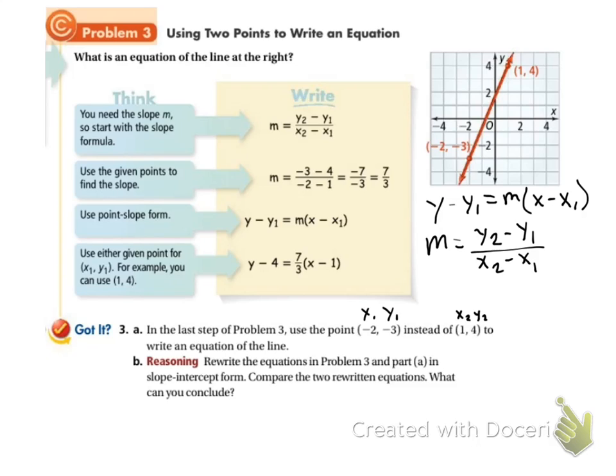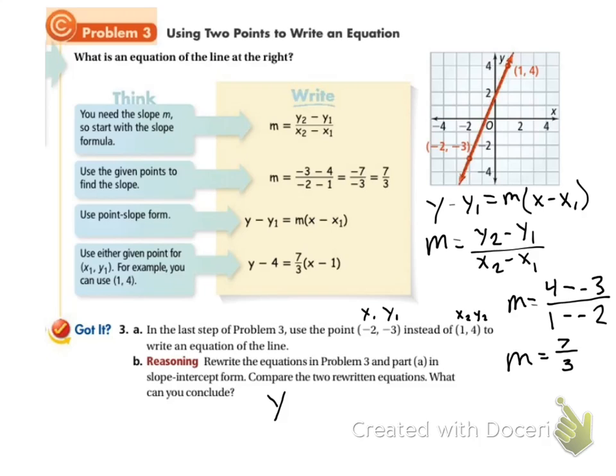So I'm going to plug into it. m equals 4 minus negative 3 over 1 minus negative 2. So I get m equals 4 minus negative 3, that's the same thing as 4 plus 3. So that's 7 over, and 1 minus negative 2 is the same thing as 1 plus 2. So this is 7 over 3. So my slope is 7 over 3.